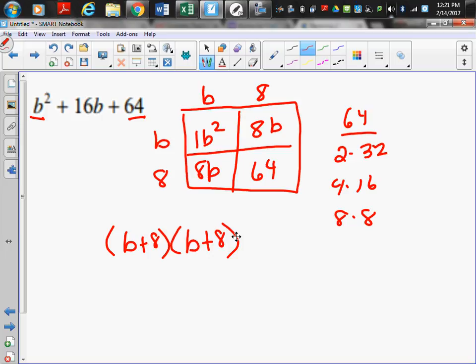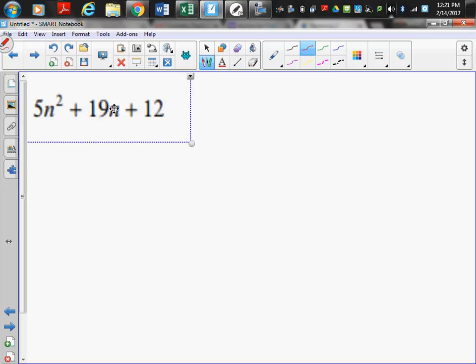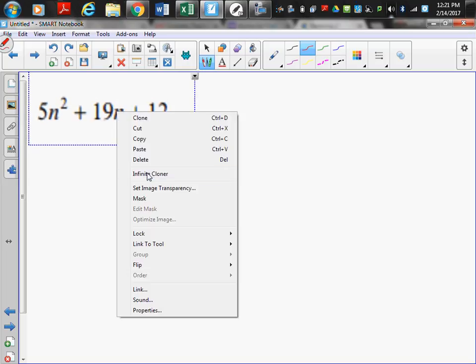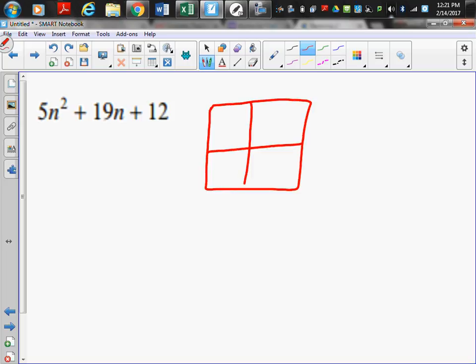Alright. So as long as your first coefficient is 1, it's a fairly easy process. But where it starts becoming more difficult is when our coefficient is not 1. Now, the process is exactly the same. So we start with our first piece. First piece goes here, 5n squared, and 12 goes there.